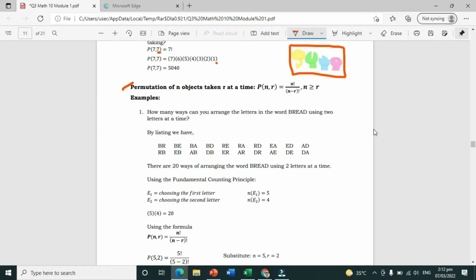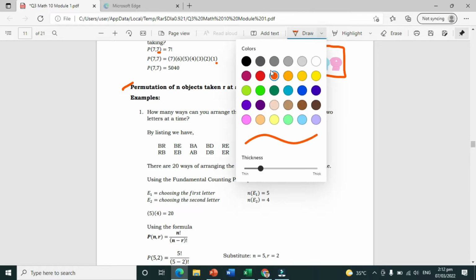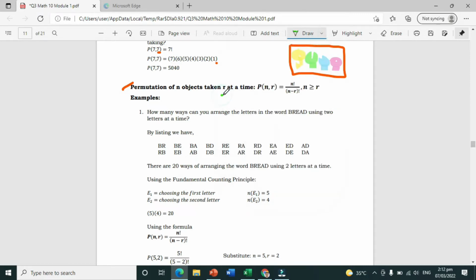Next, permutation of n objects taken r at a time. So, kung makikita nyo, yung kanina is all. This time, taken r at a time. So, ito, r. Ano ba ibig sabihin nitong r? So, let's take some examples para maintindihan natin ano ba tong r.